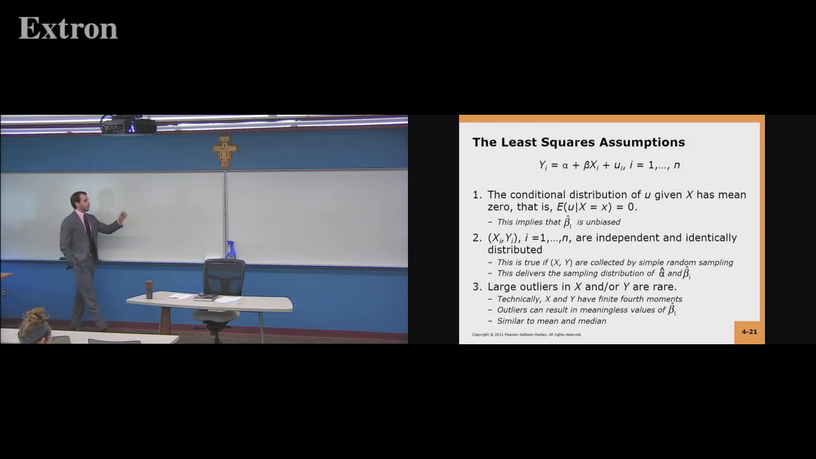The next assumption is that X and Y are independently and identically distributed. This is true if X and Y are collected using simple random sampling.